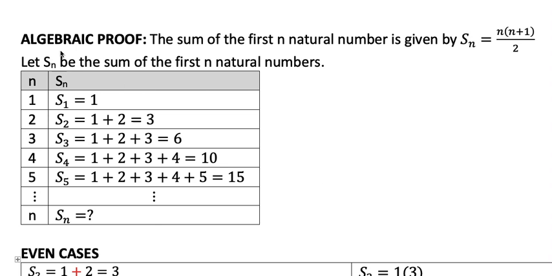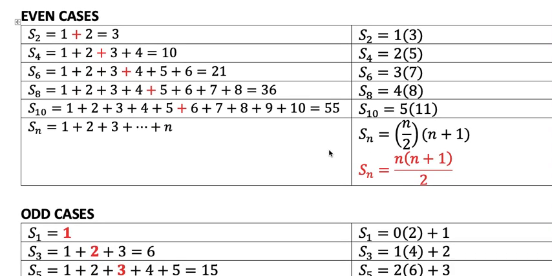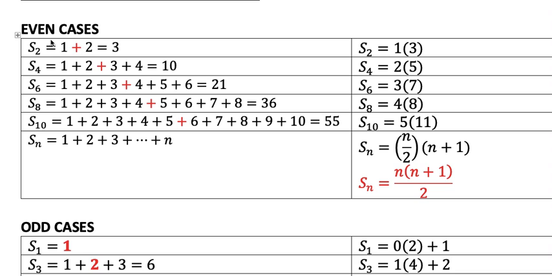So we're going to start off with an algebraic proof for the sum of the first n natural numbers. Let's break this into two different cases. Let's first inspect what's happening when we have even numbers. Even is anything divisible by 2, so this is the sum of the first 2, 4, 6, 8, 10, and in general, the sum of the first n numbers.